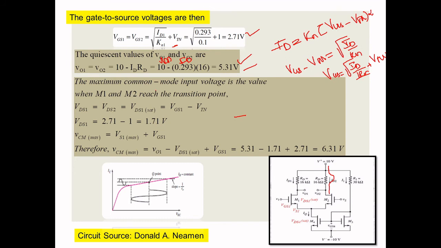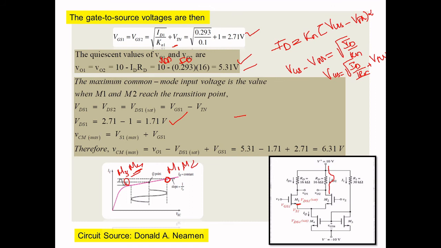Now I want to find the maximum and minimum common mode input voltage in the circuit. I said earlier, this is a maximum and this is a minimum. The maximum transition point is obtained by the M1 and M2 transistors, and the minimum point is obtained by the M3 and M4 transistors. First you want to find the saturation voltage in the drain source condition. So VDS saturation equals VGS1 minus VTN. VGS1 is 2.71 minus 1, so the M1 transistor will be saturated at the point of 1.71 volts.